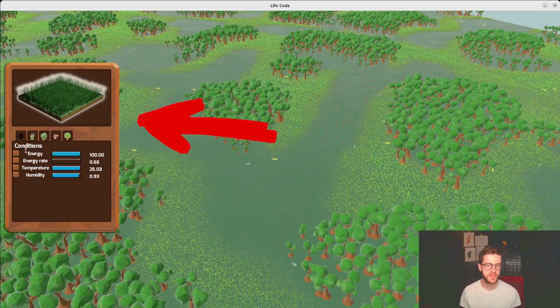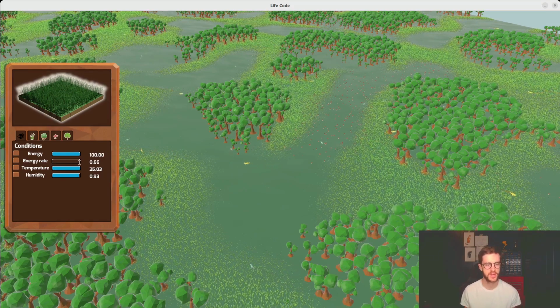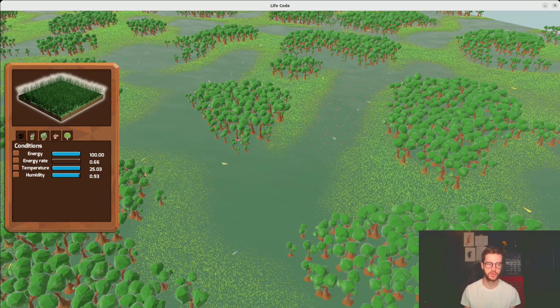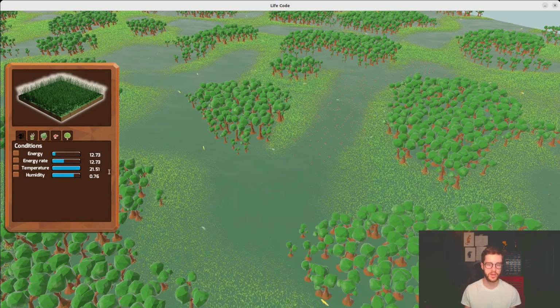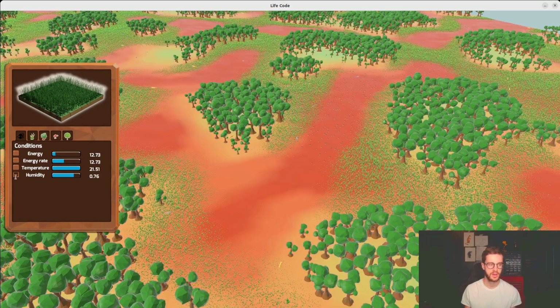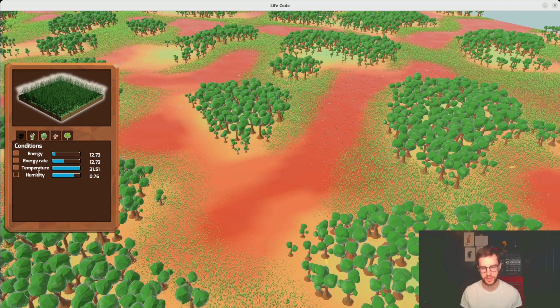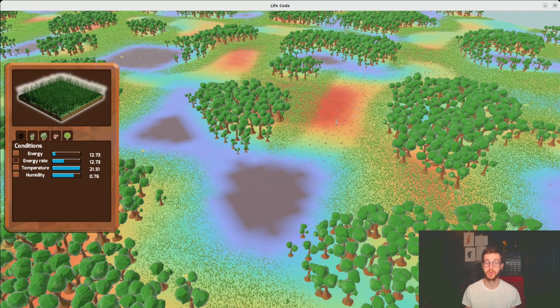Anyway, here in this info box I can choose to see different world or plant conditions. I can, for example, see values for specific locations by clicking around on the map, or I can see it as heat maps by clicking on this button here. The world conditions are easy to understand. Here we have temperature, humidity, and energy rate. Energy rate is the energy that gets replenished.